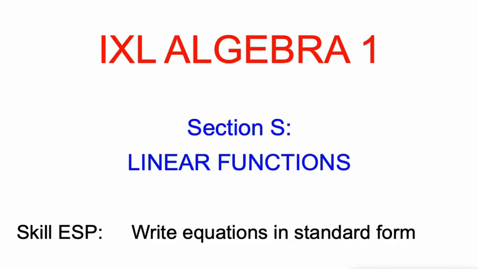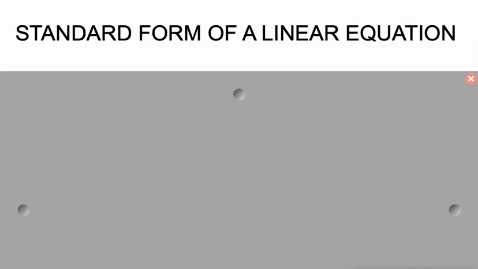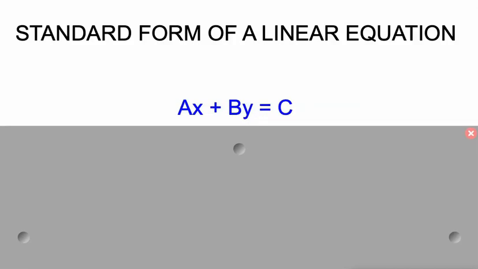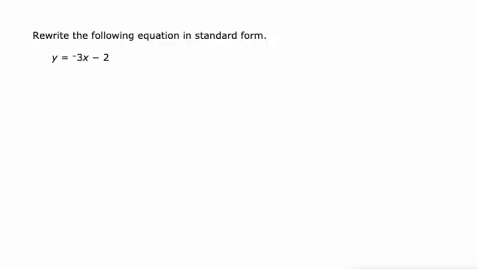Today we're going to write equations in standard form. What, you might ask, is standard form? Well, standard form of a linear equation is when we get an equation looking like this. We got an x term plus or minus a y term equaling a constant. And in standard form, those coefficients of the x terms and the y terms need to be integers. So I'll show you how to do that as well.